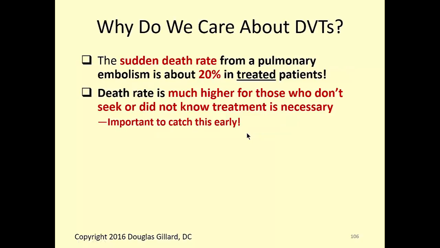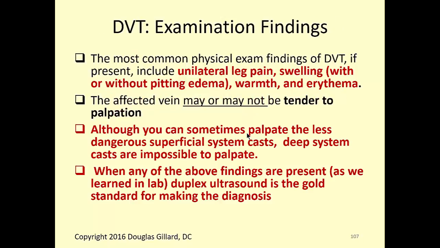A sudden death rate from a PE is about 20%, even if you're treated. Scary thing. Death is much higher for people who are not treated, much, much higher. Exam findings: the most common physical findings on exam include unilateral leg pain, swelling, warmth, erythema, but again, they may have no pain, no symptoms at all. May or may not be tender.